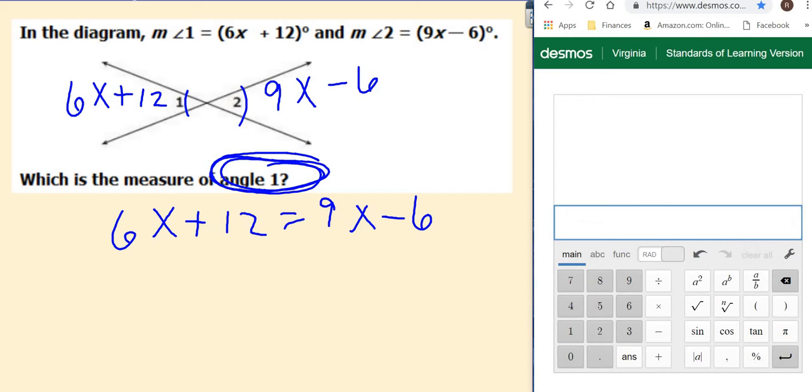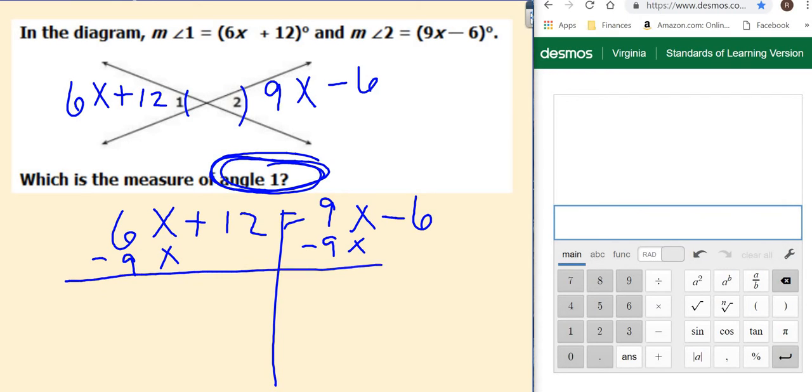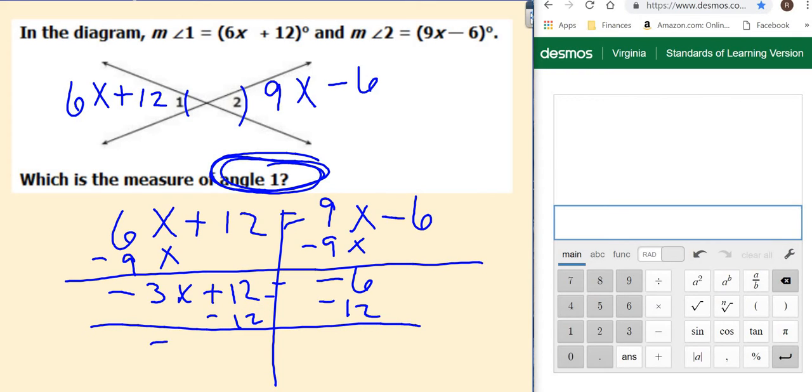I'm going to go ahead and solve it first, just to show you that that can be done. But after I solve it, I'm going to show you how you can also do it just using the calculator. Desmos really makes life pretty easy here. So we're going to subtract 12 from each side. So we've got negative 3x equals negative 18. And if I divide each side by negative 3, x equals positive 6.